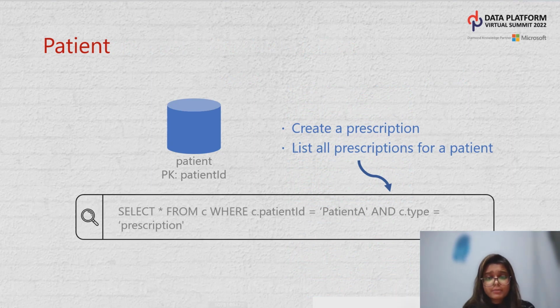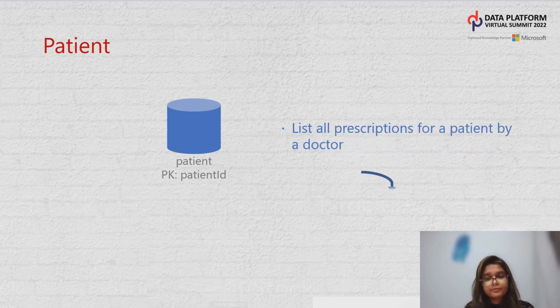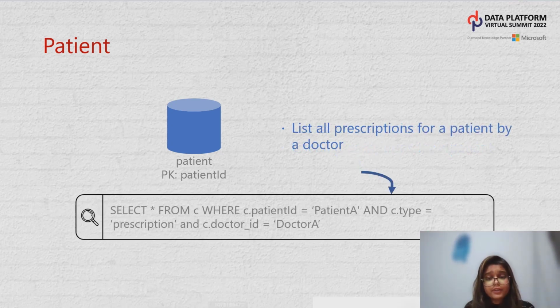How would the queries be? For example, listing all prescriptions for a patient would be SELECT * FROM c WHERE c.patientId = patient AND c.type = 'prescription'. Similarly, if we want to query for the patient, we can put c.type = 'patient'. This will again be a single partition query. Similarly, prescriptions by a single doctor would be c.type = 'prescription' AND c.doctorId = some doctor.